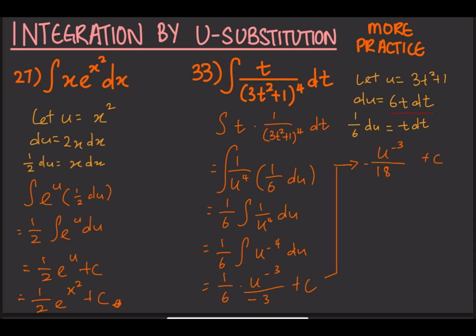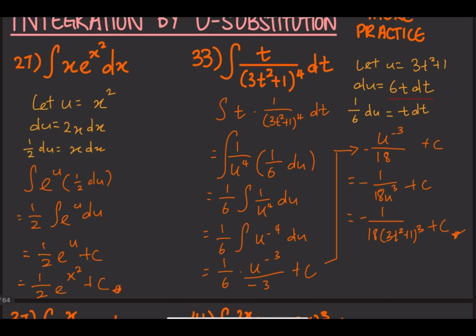And we can always simplify. Remember that u power negative 3 equals 1 over u power 3. So we get negative 1 over 18 u power 3 plus c, equals negative 1 over 18, substitute it back, (3t squared plus 1) power 3 plus c. And that is your final answer.